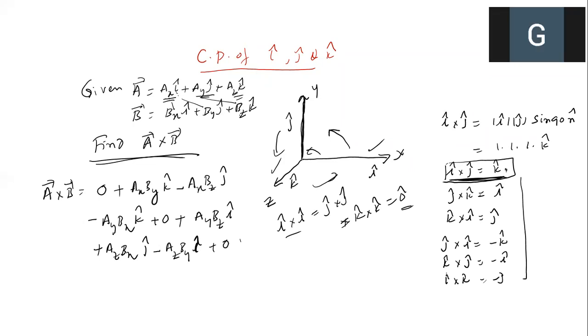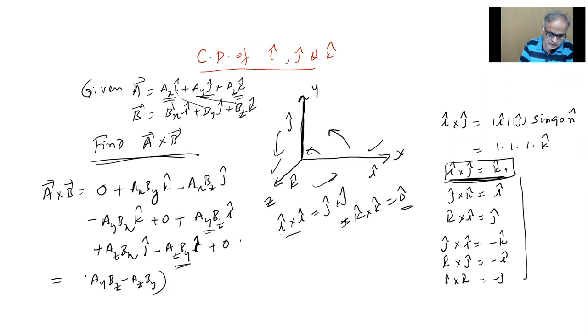Now take i common, j common like that. How many i's are there? This is one i, this is another i. So ay bz minus az by, i. I'll put a minus sign here, j into... put a minus. Plus also you can put, but deliberately I'm putting a minus sign because this will agree with our expansion of a determinant.